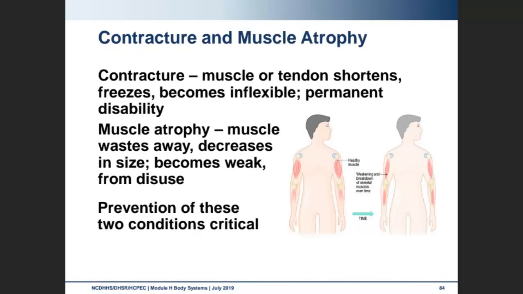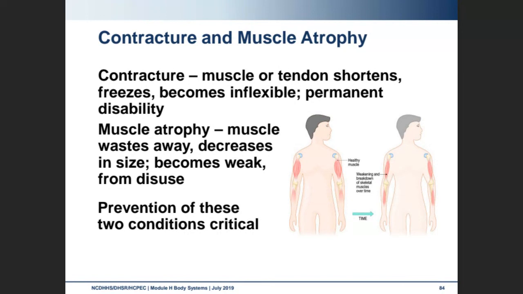We mentioned contractures in a previous lecture as well. A contracture is when a muscle or tendon shortens, freezes, and becomes inflexible. This is a permanent disability. Once a contracture has happened, if it's in the arm, for example, we won't be able to straighten that arm back out again. So when we're talking about contractures, and we'll mention this again in a second, prevention is key.